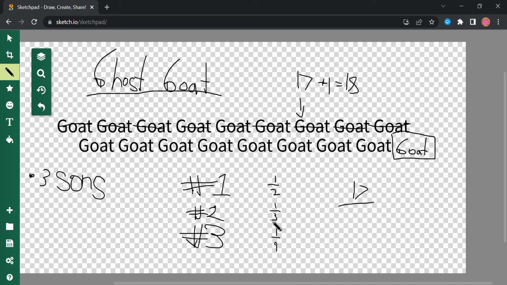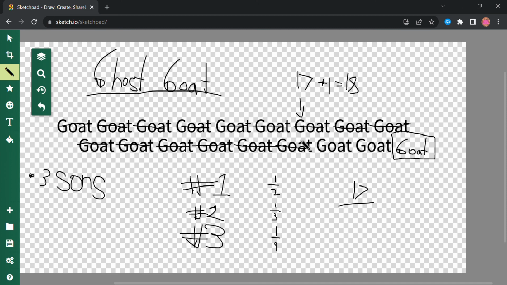Then we take 1/3 of the goats. 18 divided by 3 or multiplied by 1/3 is 6. Get rid of 6 goats. 1, 2, 3, 4, 5, 6. Now we have 6 goats gone. So 9 plus 6 is 15. Now we have 2 more goats.